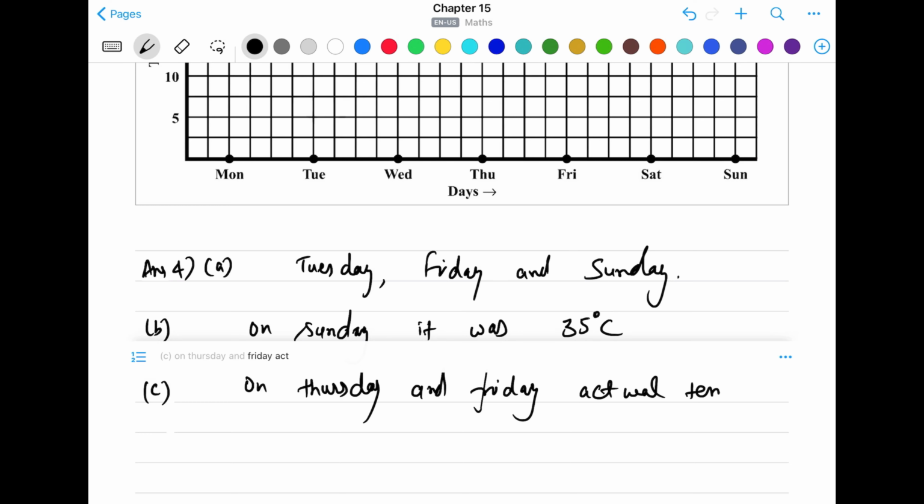The actual temperature was minimum, that is 15 degrees Celsius.